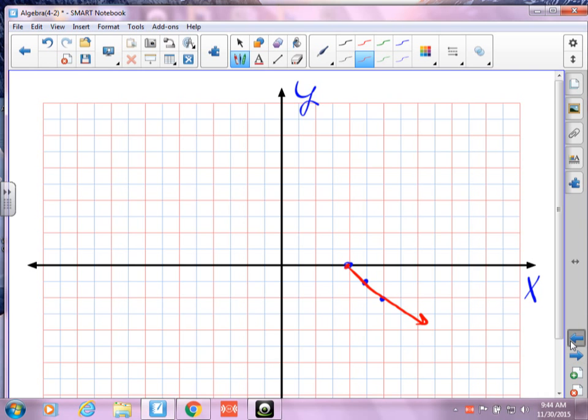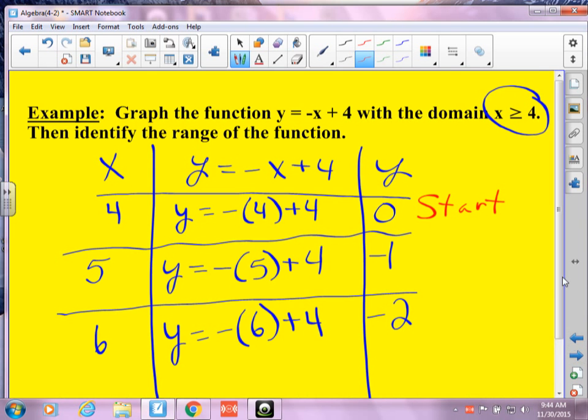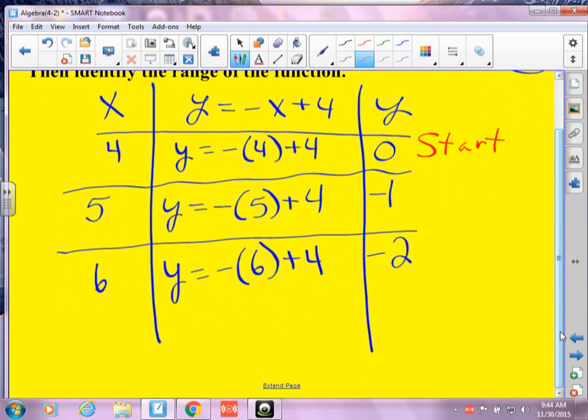Let's take a look at my range, because it asks me to identify the range. What variable goes with the range? Y. So I'm going to go Y. What number am I going to put? 0, because that's right here, right? Right? And then are my values getting bigger or smaller? They're getting smaller, so it's going to be less than or equal to. So it's going to change. It's going to be different than the last one. Okay, questions?